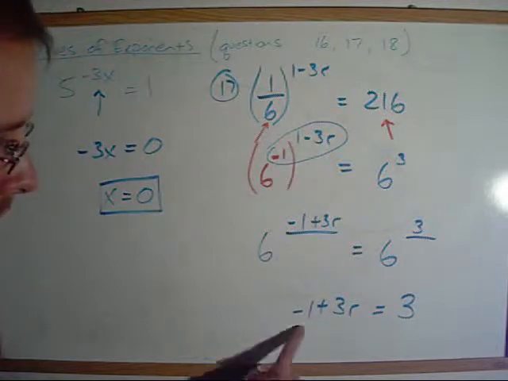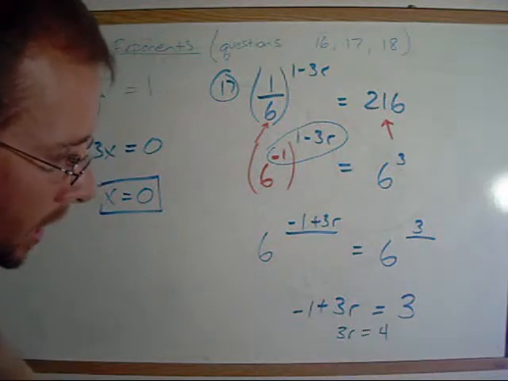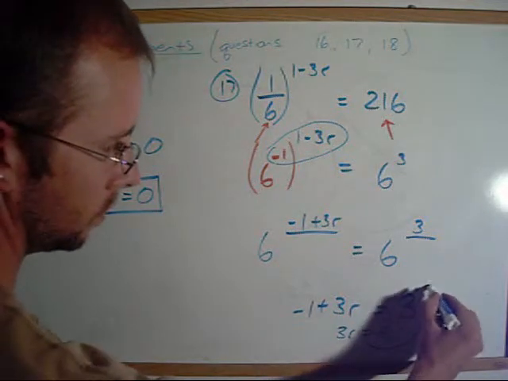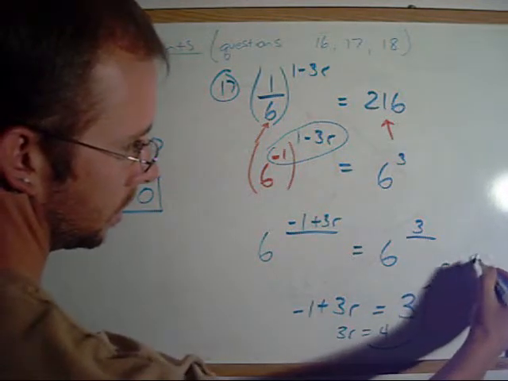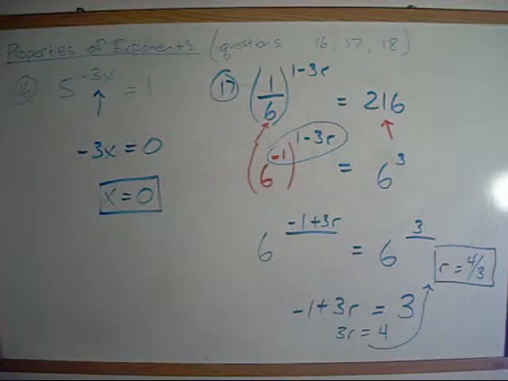So add 1 to both sides and divide by 3. And there is our exact improper fraction answer for question number 17. If you have it in decimal form, 1.3 repeating, but we prefer improper fractions.